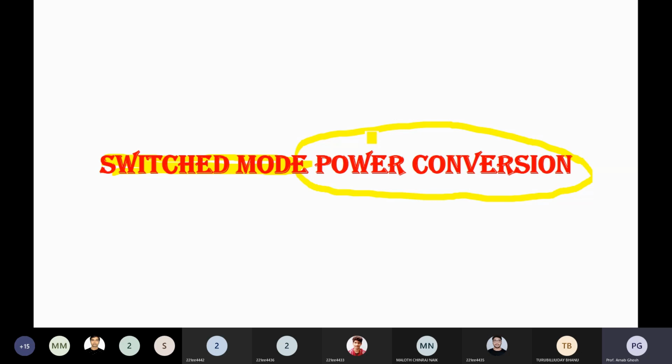So why are we replacing them? Basically, it comes down to energy conservation. There is a huge power loss, a huge energy loss, in valves. So if you convert to semiconductor devices, a huge amount of energy will be saved.